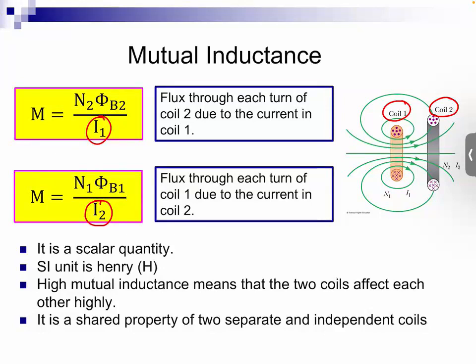And mutual inductance has a unit of Henry, capital H. It's a property of the coils that tells us how much these two coils will affect each other. So it's a shared property of two separate, independent coils. If you have a high mutual inductance, that means that the current in coil 1 will generate a large voltage in coil 2, and coil 2 is highly affected by coil 1.